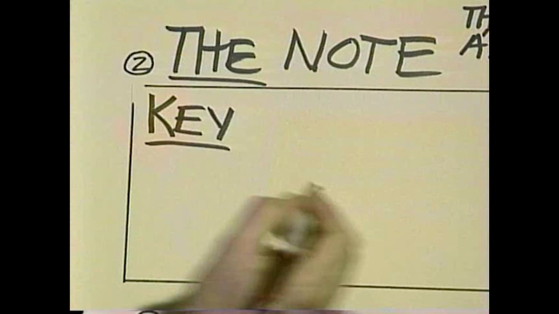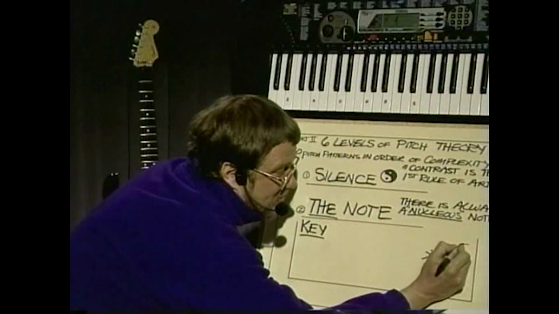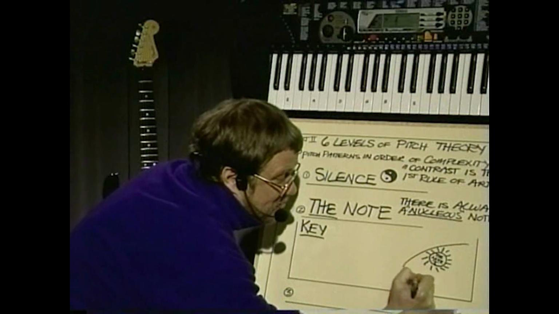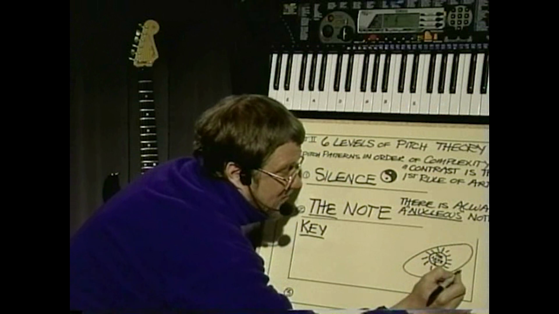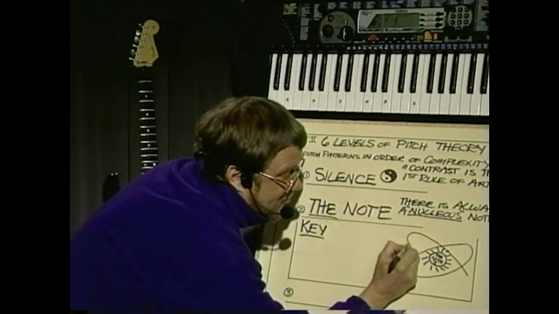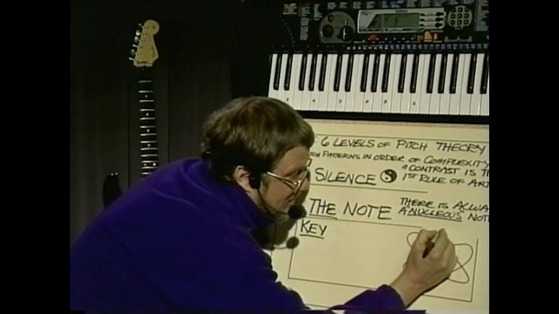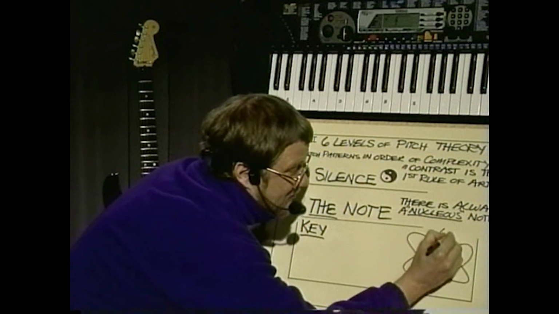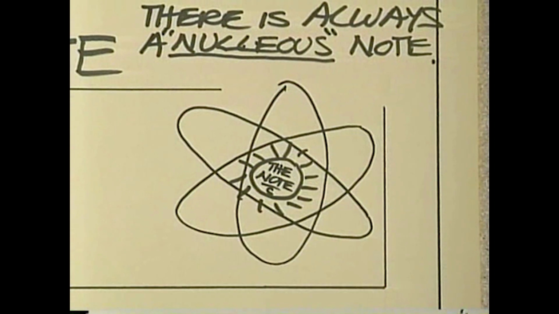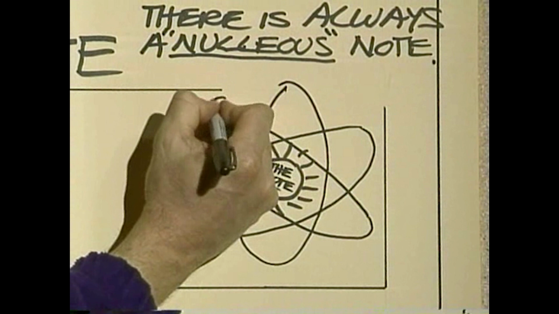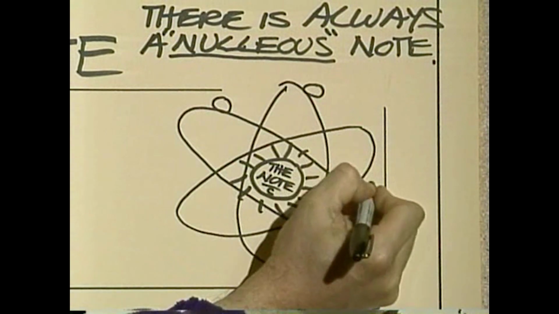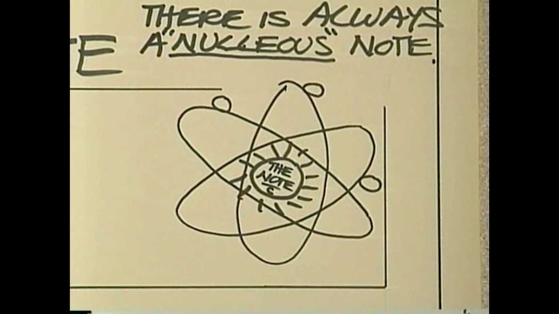That's the central note. But you're also going to find out that once you've determined what key a piece is in, you can make predictions about what other notes are going to show up in a piece, because these are very conventional relationships that we're going to be learning about. These are kind of like the planets that are orbiting around that nucleus note down there.